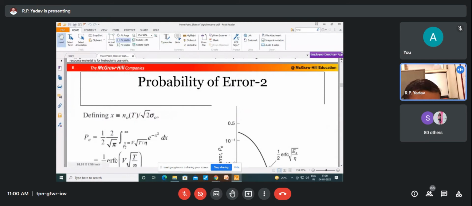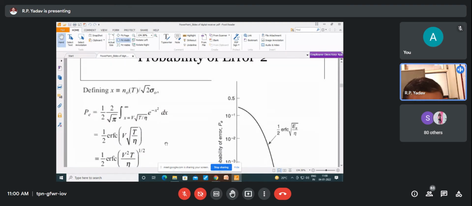So now this particular integral becomes x to infinity, e to the power minus x square dx. Understand? E to the power minus x square dx, as I said in the class also, is some sort of definite integral. So this is a complementary error function, e to the power minus x square dx.